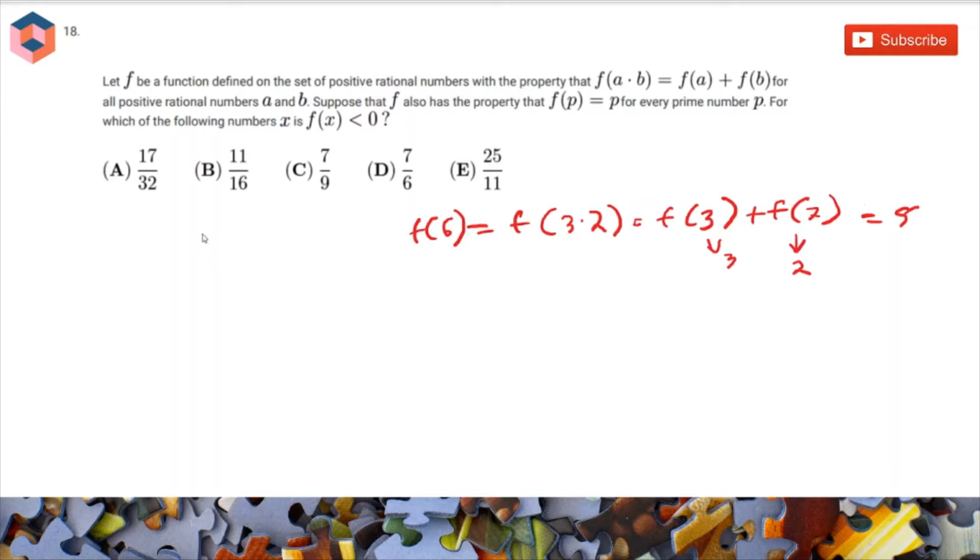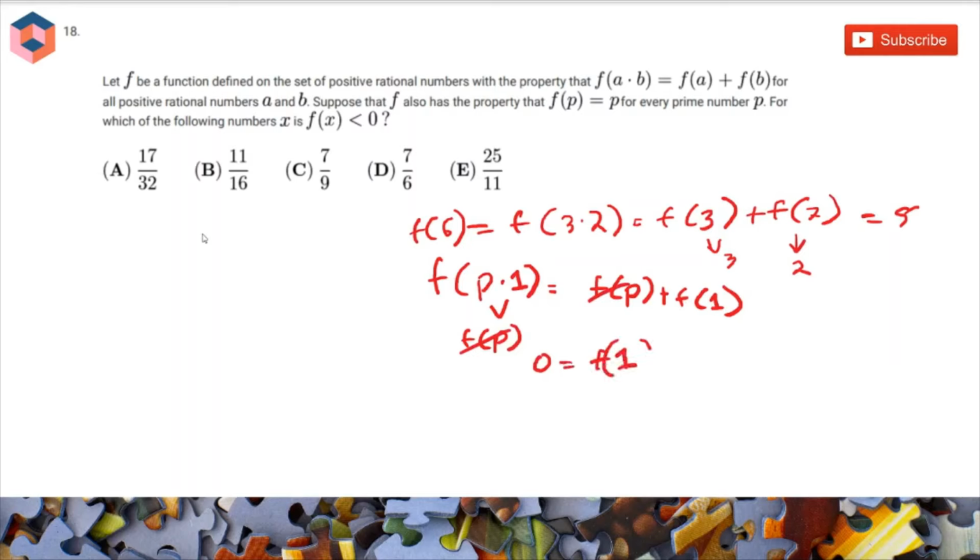Now, what if we have a prime, f of p, and we multiply it by 1? Well, now this is the same thing as f of p plus f of 1. Now this is just f of p. Subtracting f of p from both sides, we get that 0 is equal to f of 1. So f of 1 is equal to 0. That is going to help us out a lot.